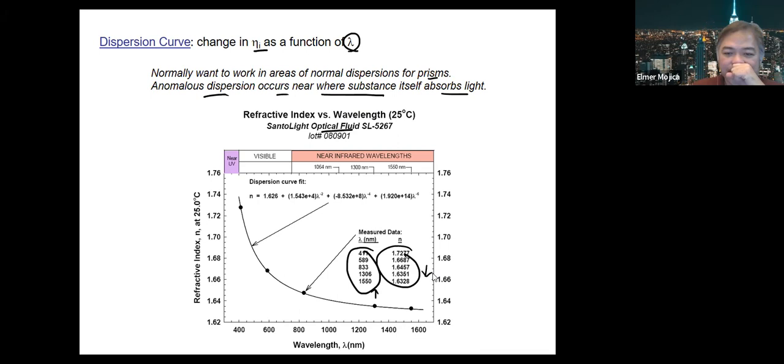So if you look at the dispersion curve, it just relates the index of refraction of a given material to the wavelength of light traveling through the material.